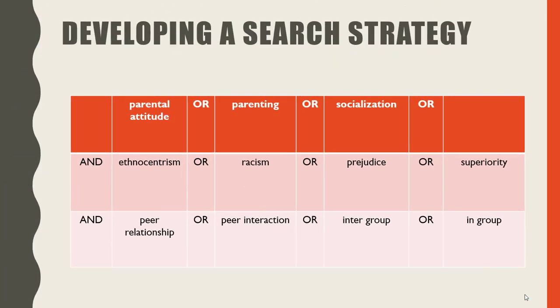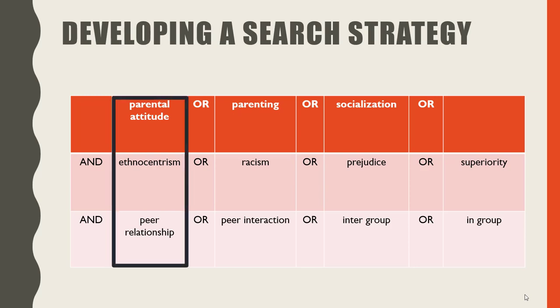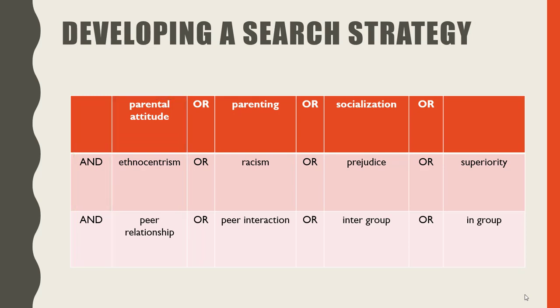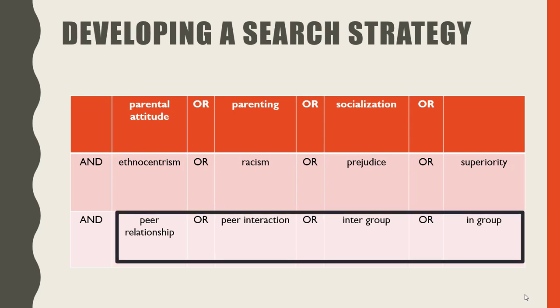When I develop a search strategy, I usually start with the grid, and I'll put in the vertical column all of my concepts, so parental attitude, ethnocentrism, and peer relationships. And I join that with a Boolean and, each separate concept. And I decided on peer relationship for that last one. And then I want to grow the search. So perhaps it's not just peer relationship, maybe it's peer interaction. And then from my background research, I noticed the terminology intergroup or in-group being used as the types of relationships that they might have.